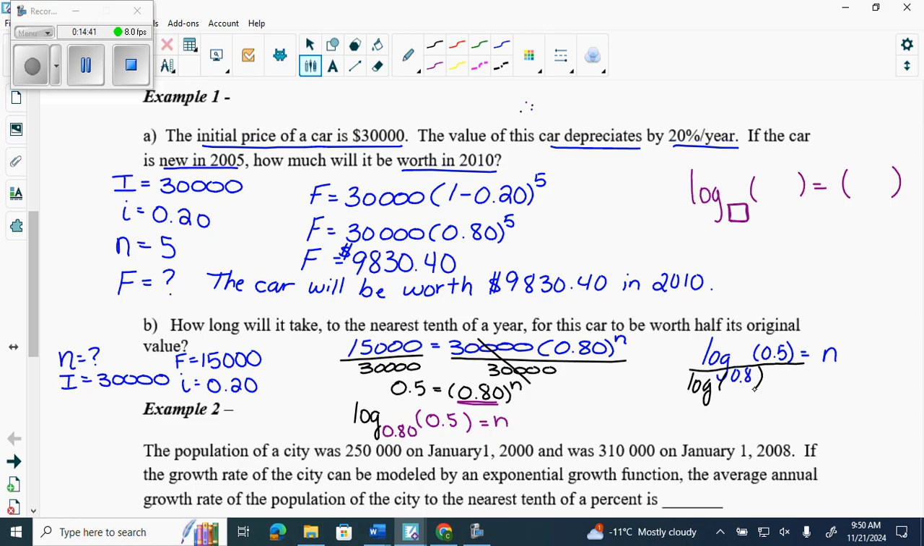Yes. What is it? 3.106. So 3.1 years. And then we would write a sentence and we would say it will take 3.1 years for the car to be worth half its original value, right? So if you have the log base button, use it. If you have the fraction button, use it.